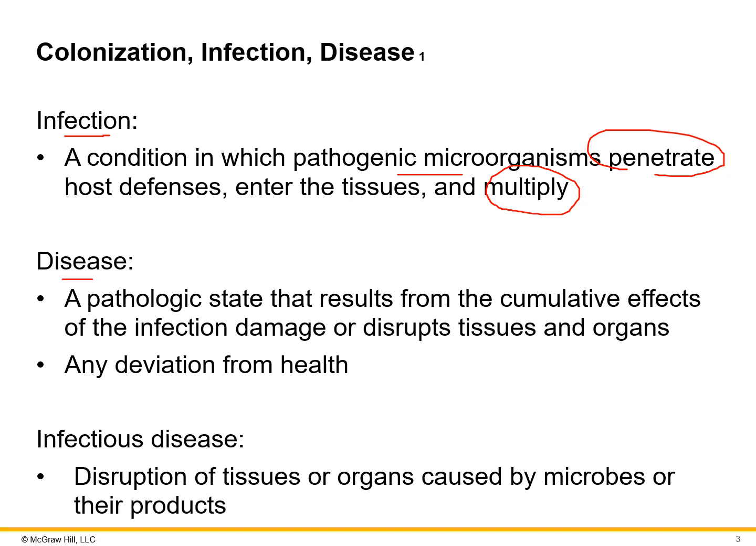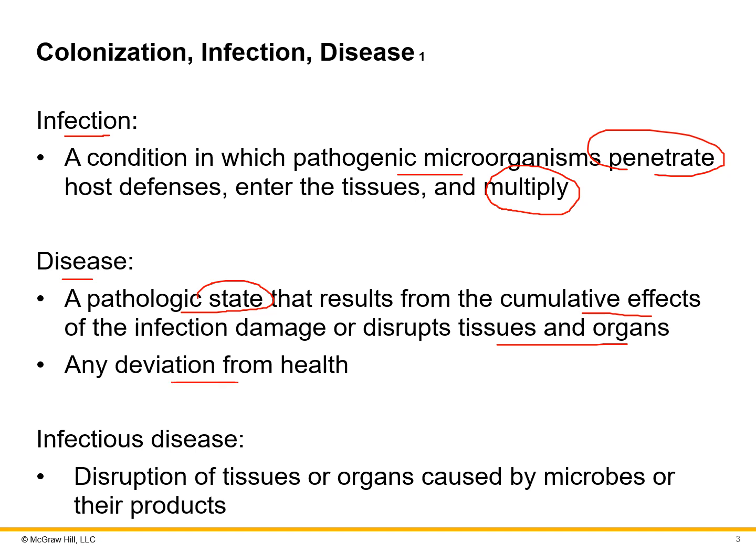Then following that up with disease. This is a pathological state that results from the cumulative effects of that infection. So where there's disruption to the tissues and the organs after those microbes have been able to multiply. So just the multiplication of a pathogenic organism is an infection. When they actually cause significant harm to the host, to the tissues or organs, that's when we have the disease.